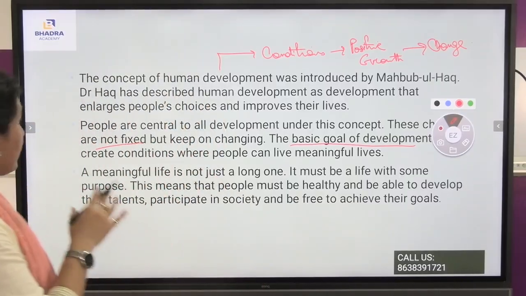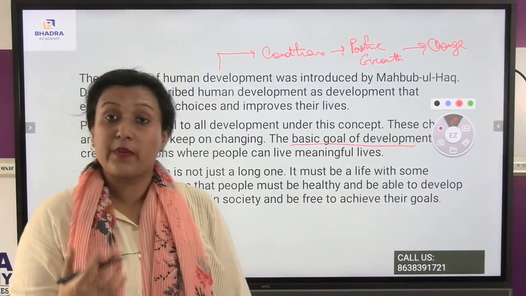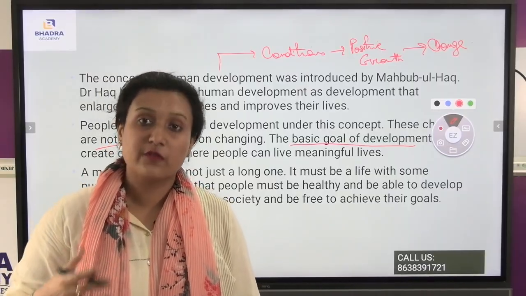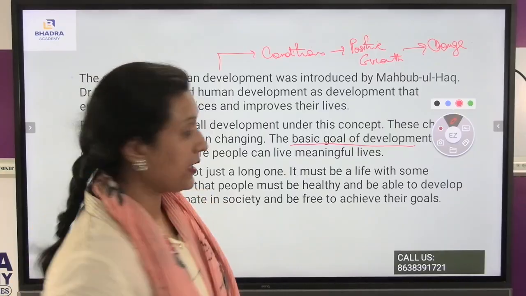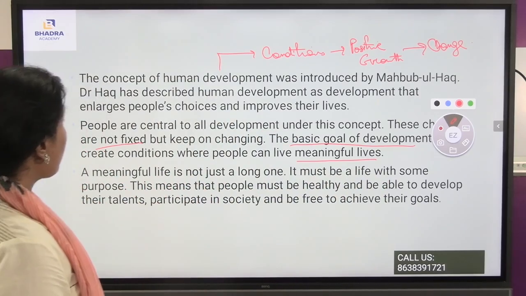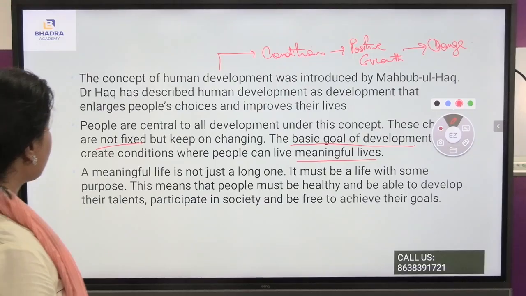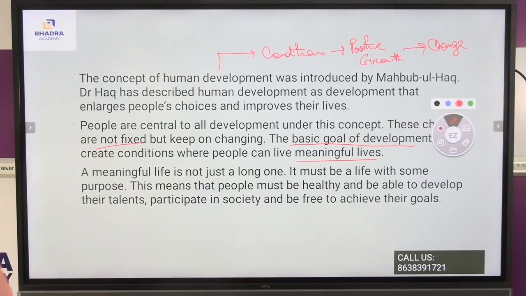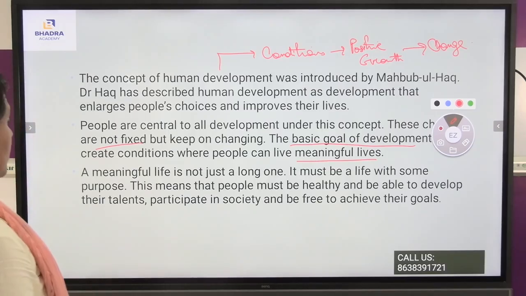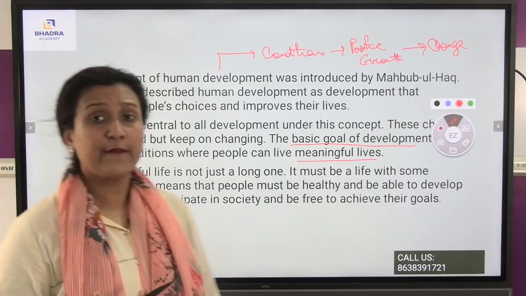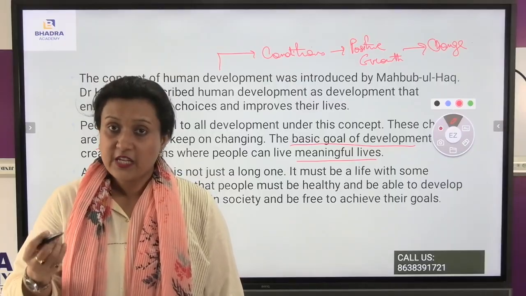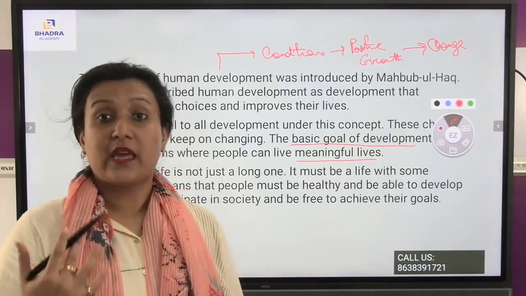Now, the basic goal of development is to create conditions for people to live meaningful lives. Very, very important to live meaningful lives. A meaningful life is not just a long one. It must be a life with some purpose. This means that people must be healthy and be able to develop their talents, participate in society, and be free to achieve their goals. Each and every individual wants a meaningful life and has the right to live.